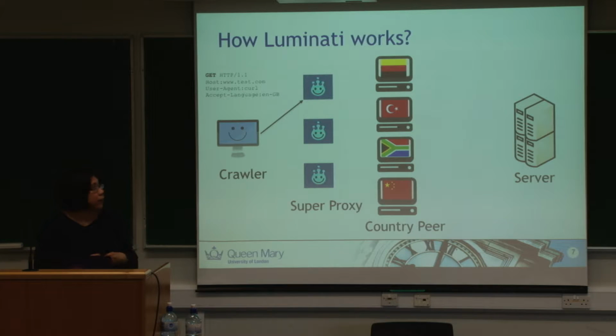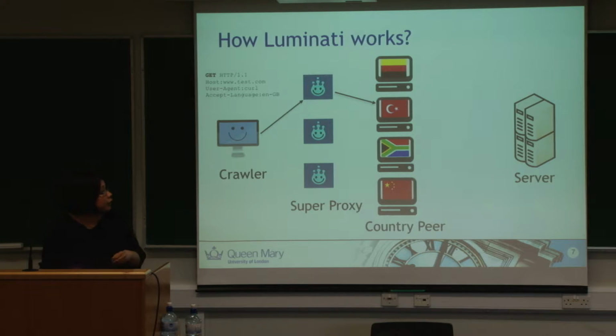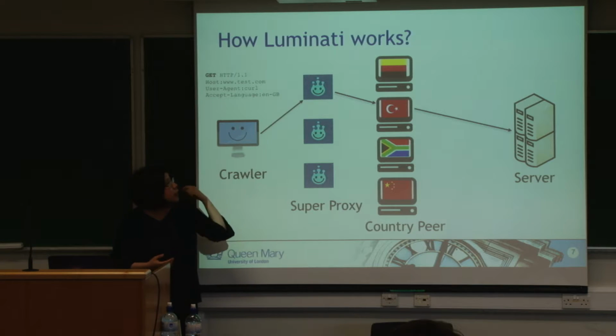And when I want to launch a request from the country peers, I firstly send the request to one of the super proxies. And then the super proxy forwards my request to the selected available country peer, and then the country peer will forward it to the destination server. And when the country peer receives the response successfully, it will return it to the super proxy, and the super proxy inserts two new headers to describe the selected country peer and responds to the measurement client.